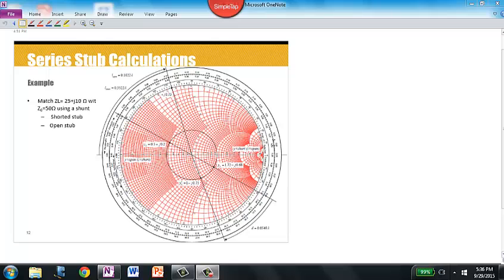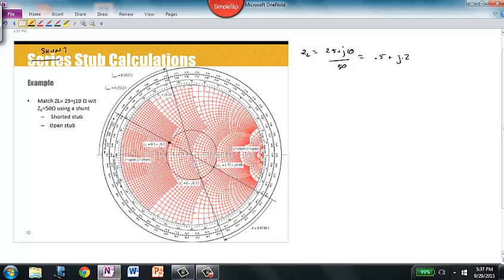So let's now do an example of these shunt stub calculations. In this example, we want to match a 25 plus J10 ohm load with a 50 ohm transmission line using both a shorted stub and an open stub. The process is that we determine the normalized load impedance in the same manner as in all other examples. We just divide the load by the characteristic impedance of the transmission line, and in this case we get 0.5 plus J0.2.